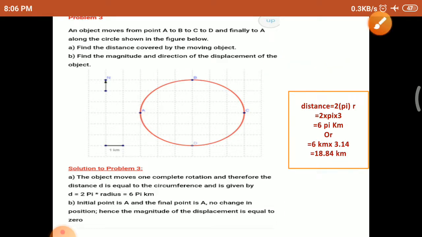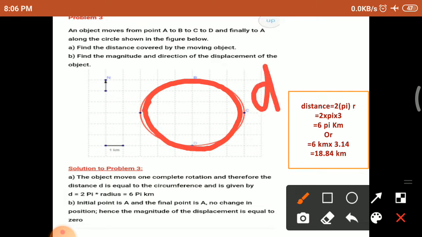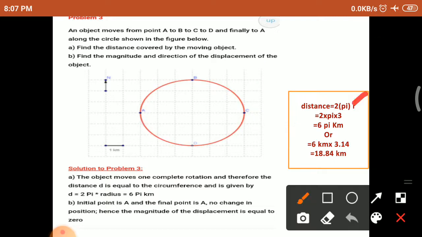How to calculate the distance? The object moves one complete rotation, and therefore the distance d is equal to the circumference. This is a circle, so the object covers one complete circle. So the distance is equal to the circumference of the circle. You know the formula for the circumference of a circle is 2 pi r. So I have written 2 pi r. This is the symbol of pi, and for the r value, this is the center point.